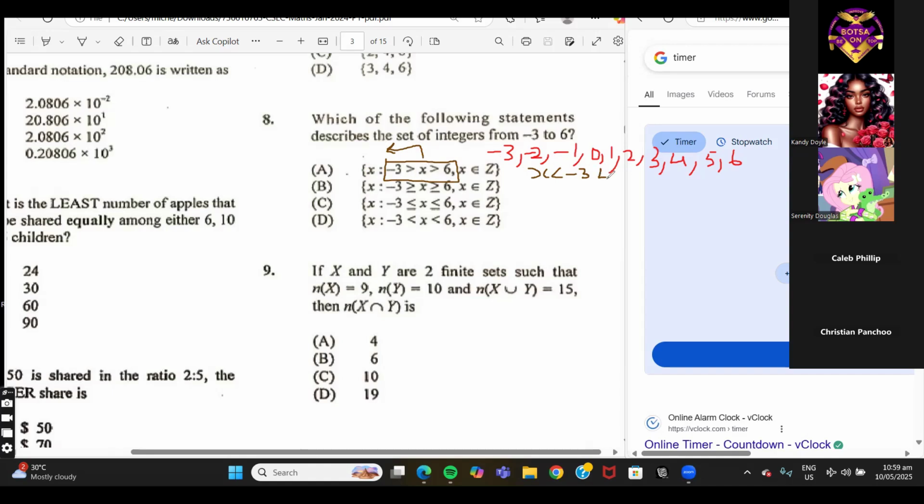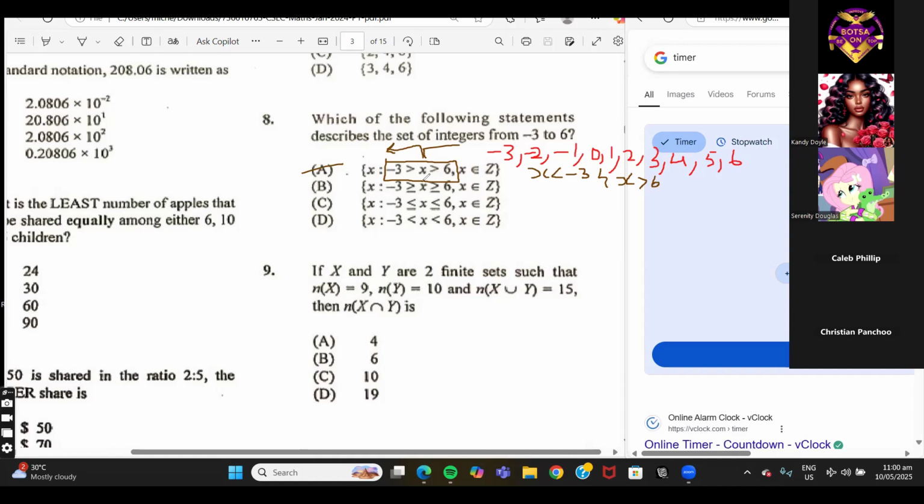The other part is saying x is greater than 6. For x to be greater than 6, it has to be 7, 8, 9. So A is already out of the picture. The next one, B.